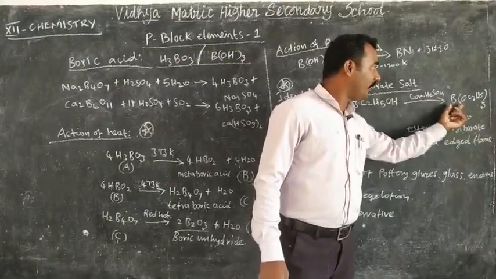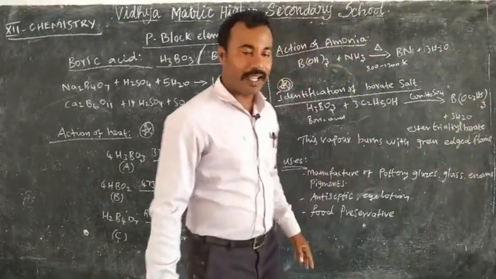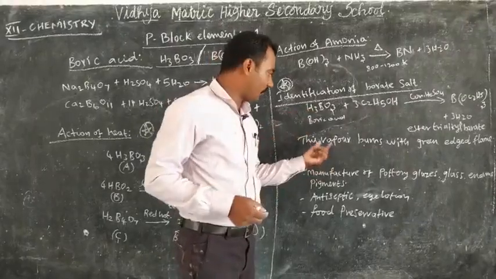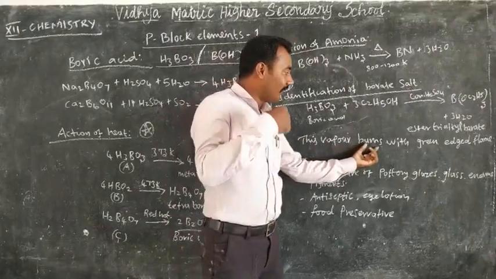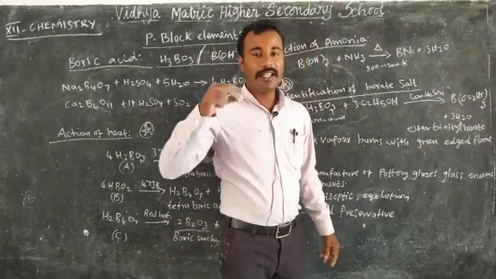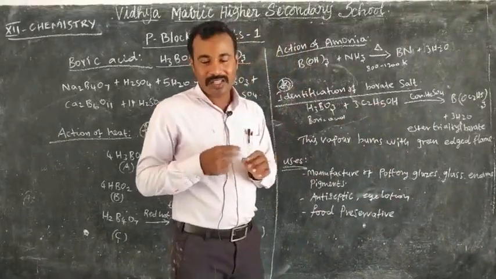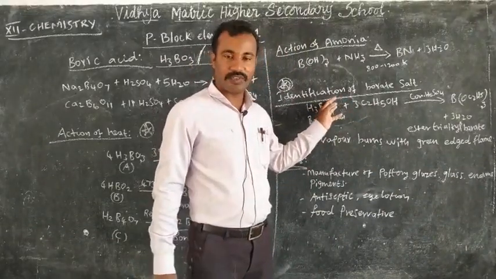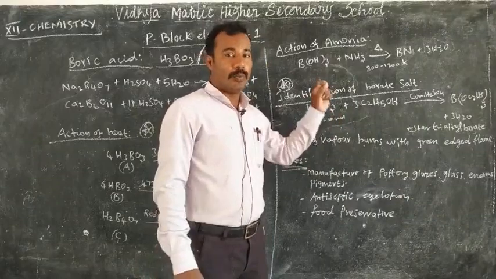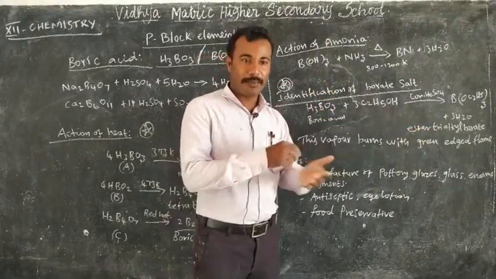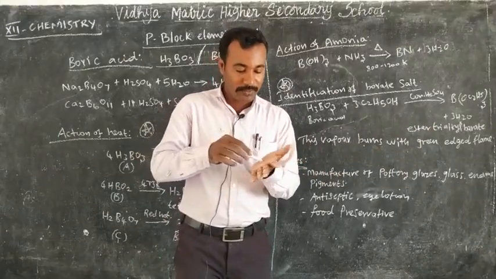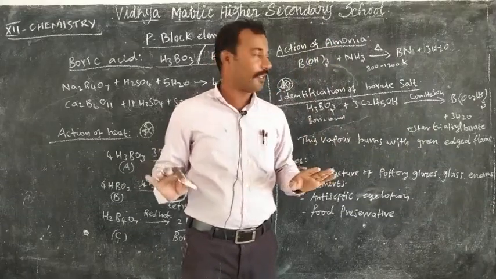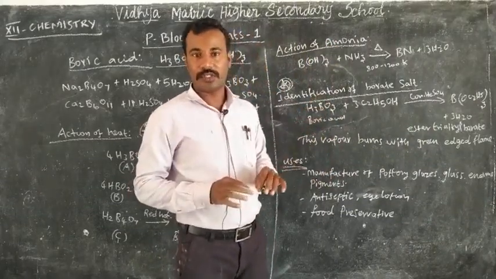Ester trialkyl borate. In this ester trialkyl borate, they take it like a paste and show it in a Bunsen flame; this vapor turns green. If it burns with a green color, then certainly the given salt is a borate salt. This is the confirmation test of borate. How to confirm? Add ethanol and concentrated sulfuric acid to boric acid, take the paste on a glass rod and show it in the Bunsen flame; the flame is converted to green color. So confirmly the given salt is borate.